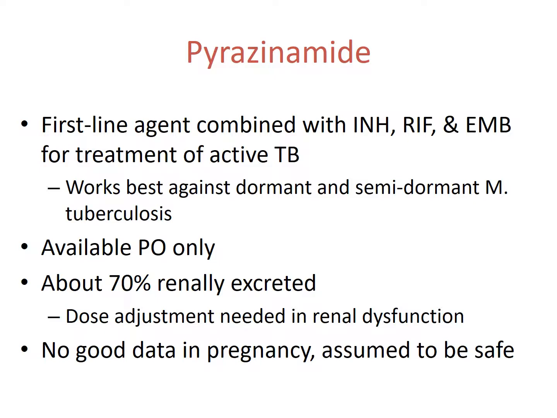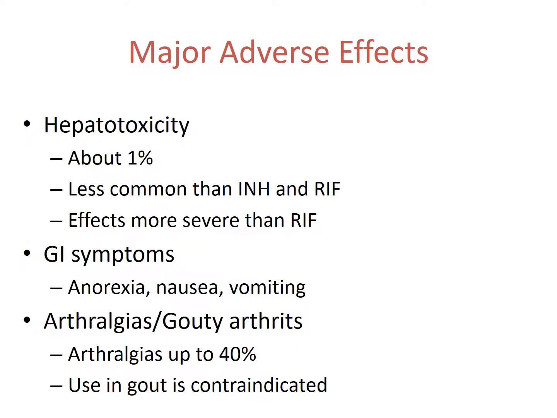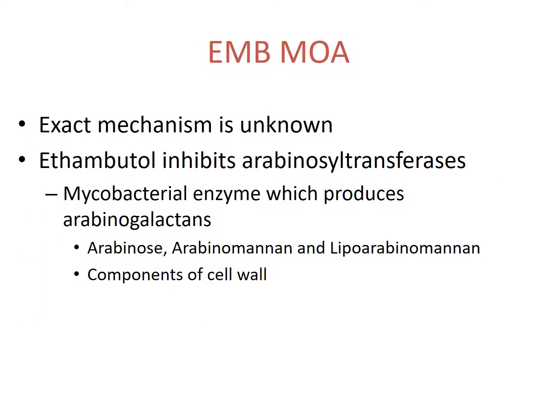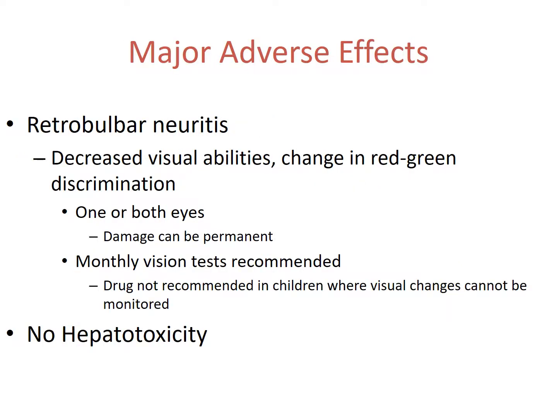Pyrazinamide is also used in combination, particularly if there's resistance or relapse, and it works against dormant and semi-dormant M. tuberculosis, only available PO. And it can cause hepatotoxicity, it can cause gastrointestinal symptoms, and gouty arthritis. Ethambutol, excuse me, is also an add-on and given orally, and is safe in pregnancy, and it may inhibit the transferases, which is a mycobacterial enzyme that produces the galactan. Now, it can cause neuritis in both eyes.